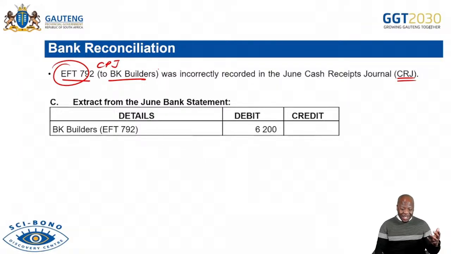So you now know if an amount is recorded in the opposite journal, incorrectly, in the wrong journal, what do you do? You go and put it in the right journal. How many times? Twice. The first is to cancel the error, and then the next one is to record the proper entry.